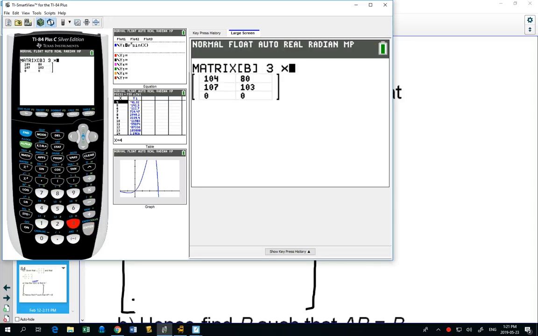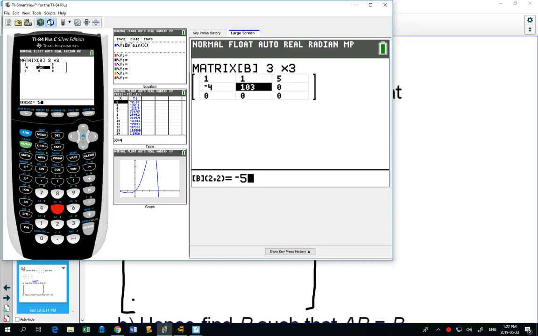I'll put A into A and B into B. You're good. Anybody else need a calculator?